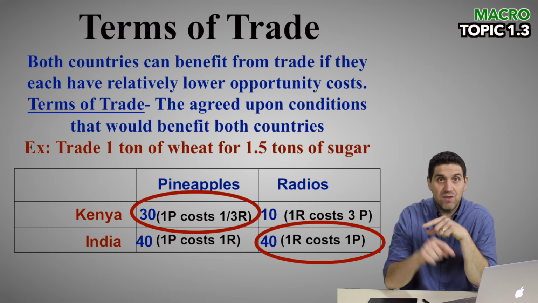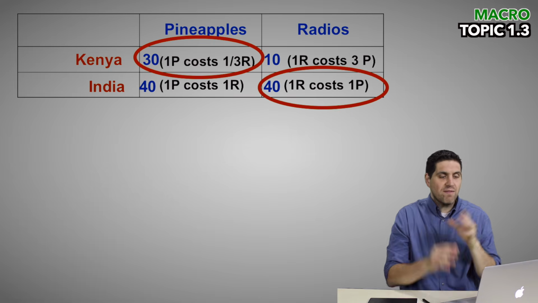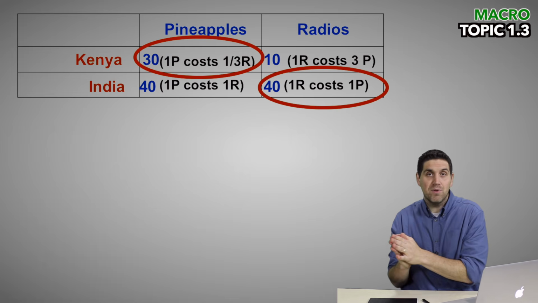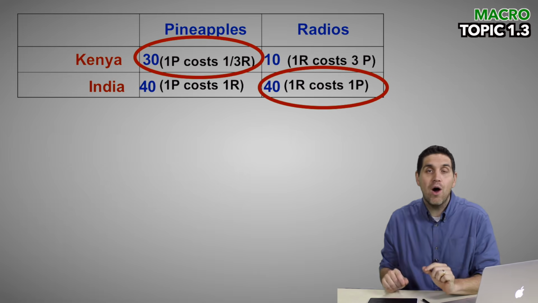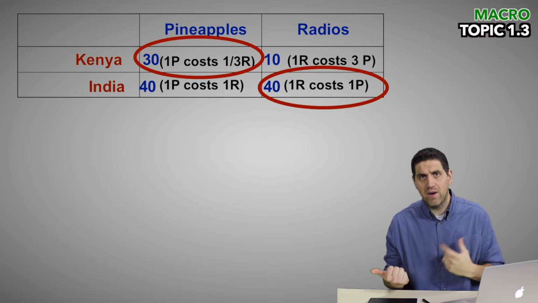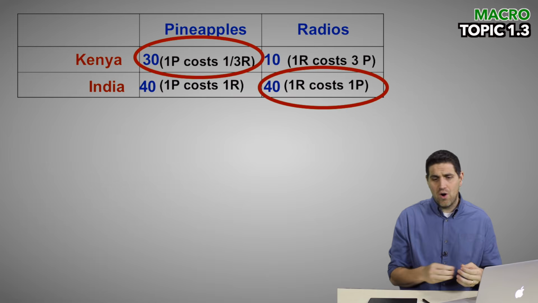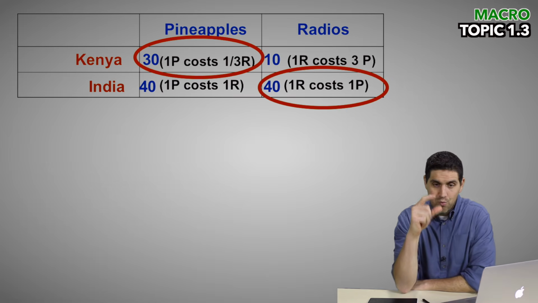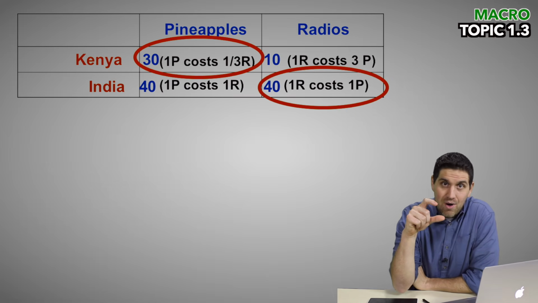But we're not done. Remember, we have to learn something called terms of trade. So we have to figure out each one radio can be traded for how many pineapples to benefit both countries. Now, I'll tell you right now, 1 radio for 10 pineapples is good for one country, but not good for the other country. And 1 radio for like a half a pineapple is good for one country, but not the other. So there's a range. You have to get the right number in that range.